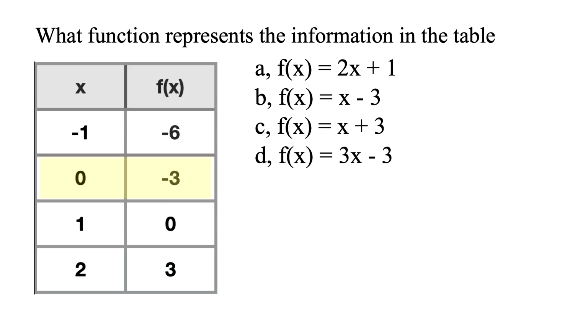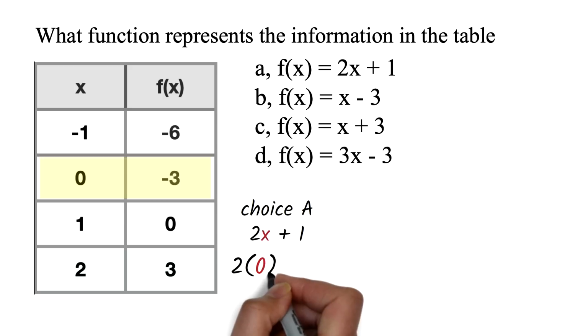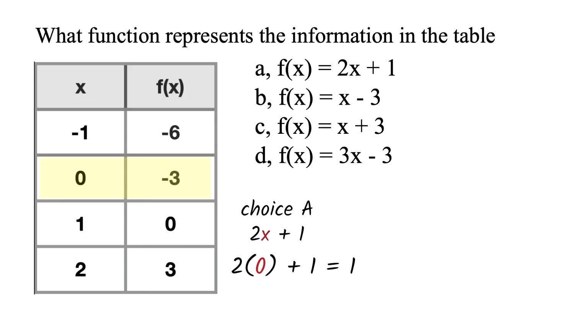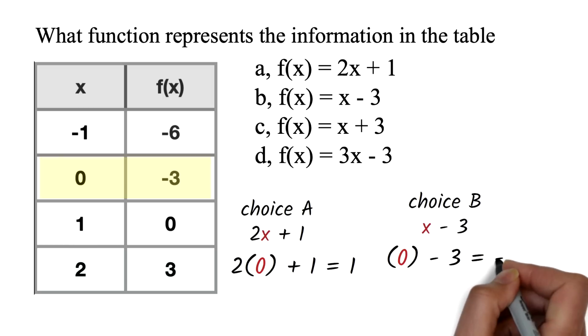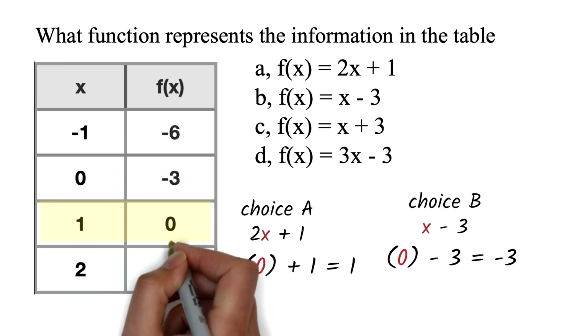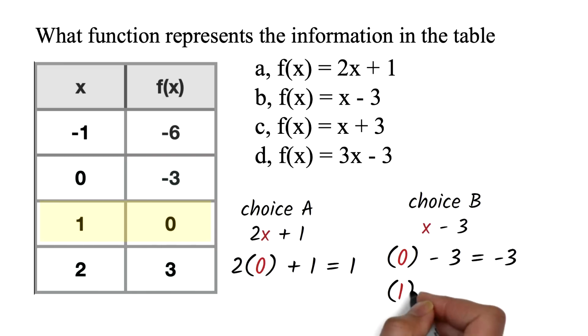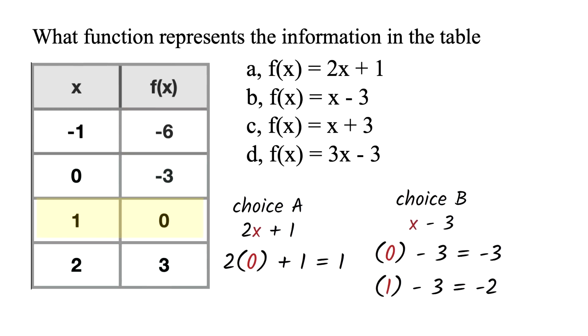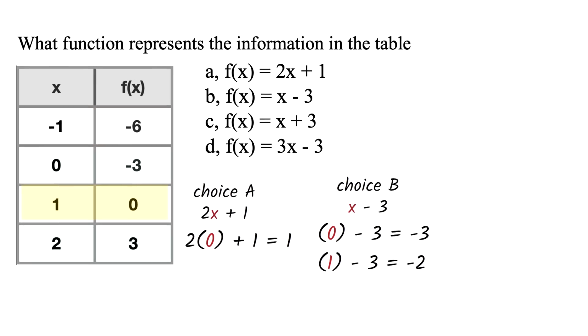Replace x with 0 for choice A. 2 times 0 plus 1 equals 1. It was supposed to be -3, so choice A is definitely wrong. Replace x in choice B with 0. 0 minus 3 equals -3, so choice B is a possible answer. Now replace x with 1 in choice B to confirm. 1 minus 3 equals -2. It was supposed to be 0, so choice B is wrong.